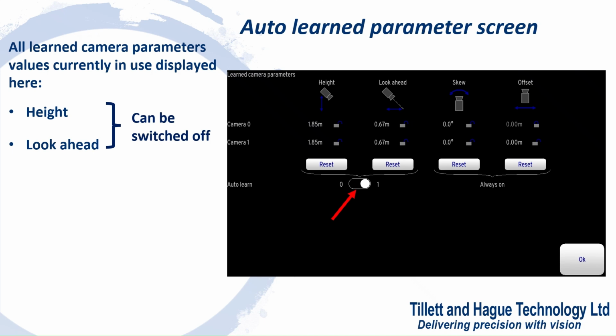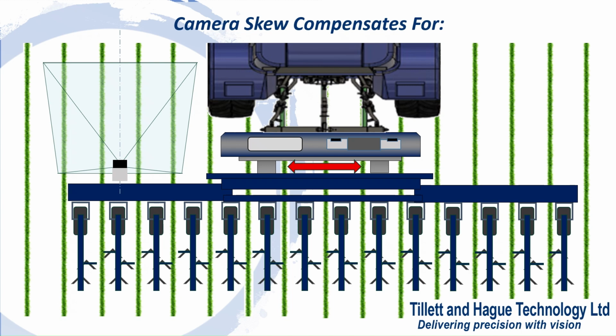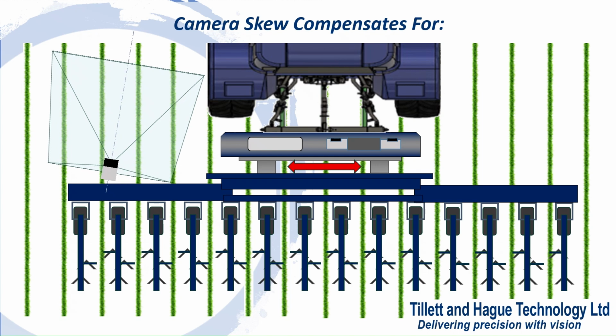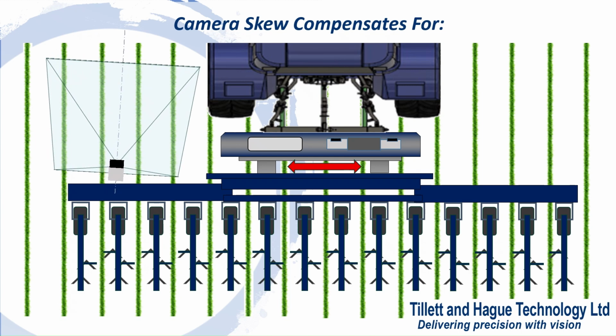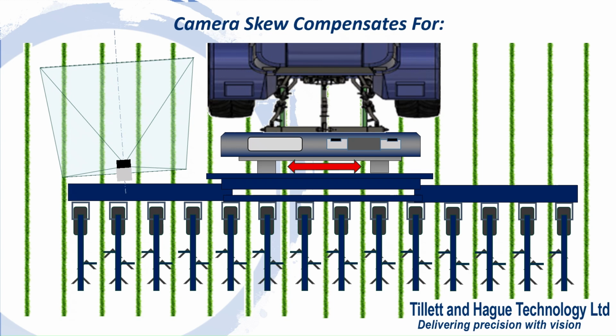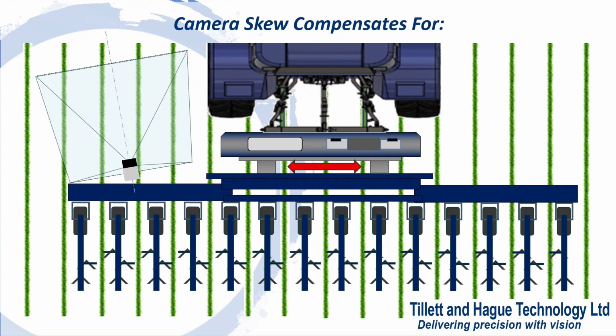The third column of learnt camera parameters is skew. Camera skew is the angular misalignment in the horizontal plane which is learned during the initial running or after skew has been reset. It compensates for minor misalignment up to about 3 degrees. It has been exaggerated in this slide for illustration. It converges to a stable value after about 100 meters of running.